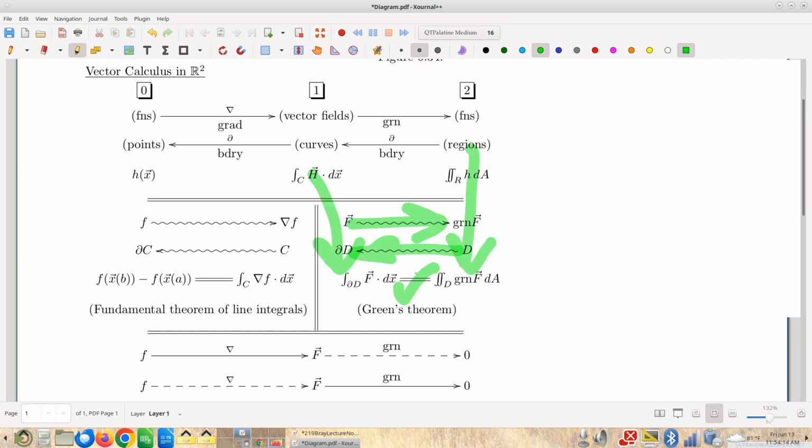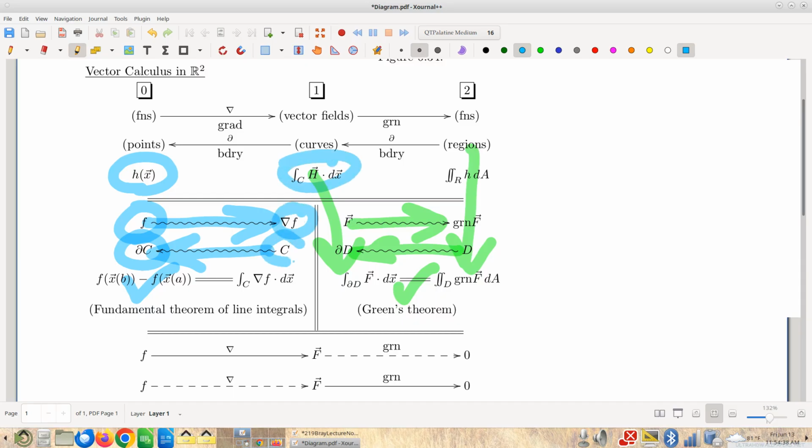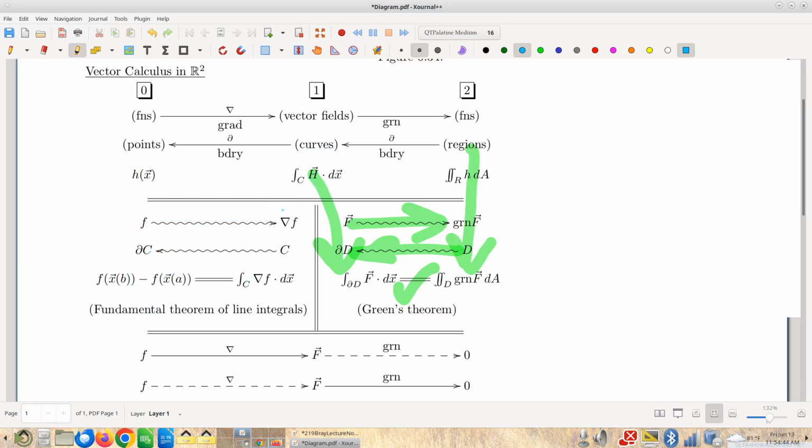Now let's do the same thing for the fundamental theorem of line integrals, and this is the jaw-dropping moment to me. If you take the gradient of a function, and if you look at a curve and its endpoints, if you evaluate the original function on those two endpoints, like so, and if you do, on the other hand, a line integral of the gradient over the original curve, like so, you get the same thing. In other words, the fundamental theorem of line integrals looks exactly the same as Green's theorem on the diagram. It's the same exact pattern.